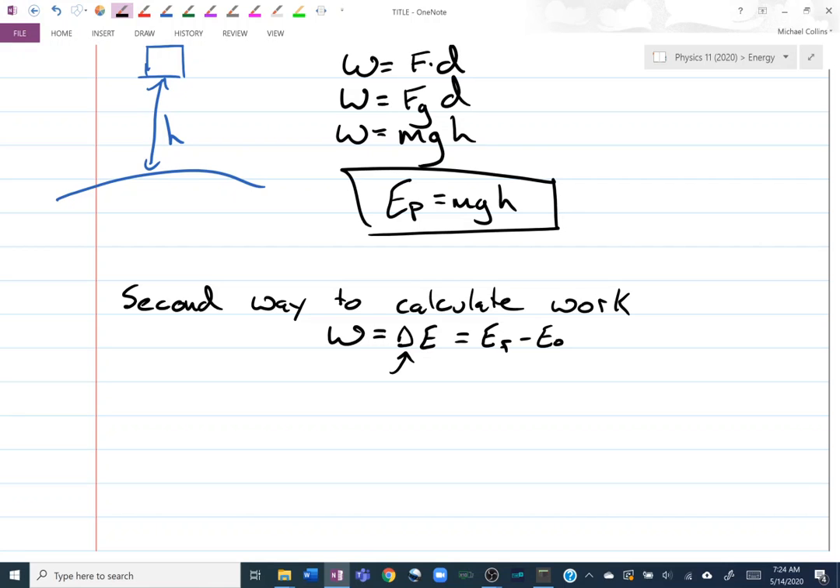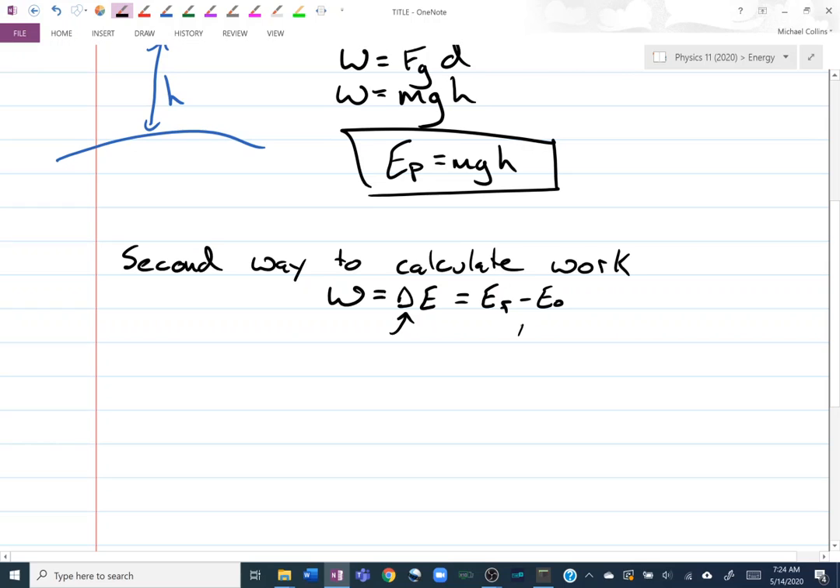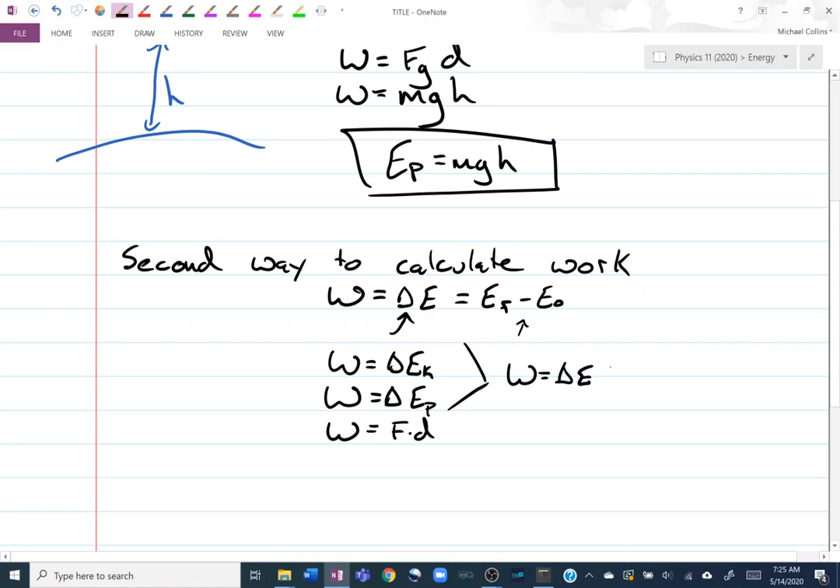And I know what you're going to say. You're going to say, Mr. Collins, it's only two ways. We just said two ways. But we have two different types of energy. So we could do work is equal to change in kinetic energy, or we could do work is equal to change in potential energy, or we could do the first one, which is work is equal to force times distance. We usually just write these two together as work is equal to change in energy. In reality, we could change something's energy both with gravitational potential energy and kinetic energy, but in Physics 11, we usually only change one of those two things.